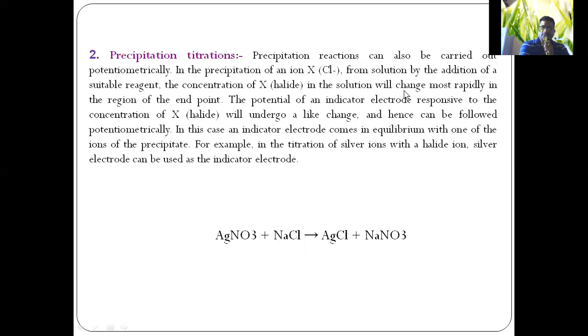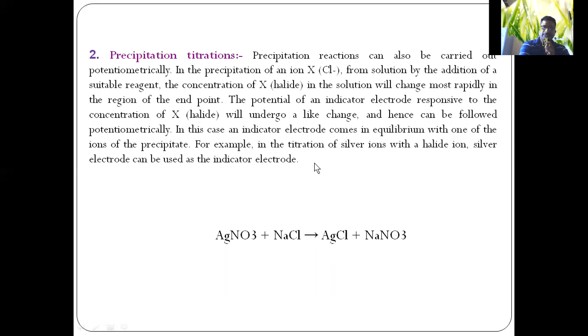As the titration proceeds, the concentration of halide ion changes, and along with that concentration, the indicator electrode also responds. In this case, an indicator electrode comes in equilibrium with one of the ions of the precipitate. For example, when you take AgNO3 plus NaCl, a silver electrode is taken as the indicator electrode because the silver electrode can come in equilibrium with either silver ions or chloride ions. So in the titration of silver ions with a halide ion, a silver electrode can be used as an indicator electrode.